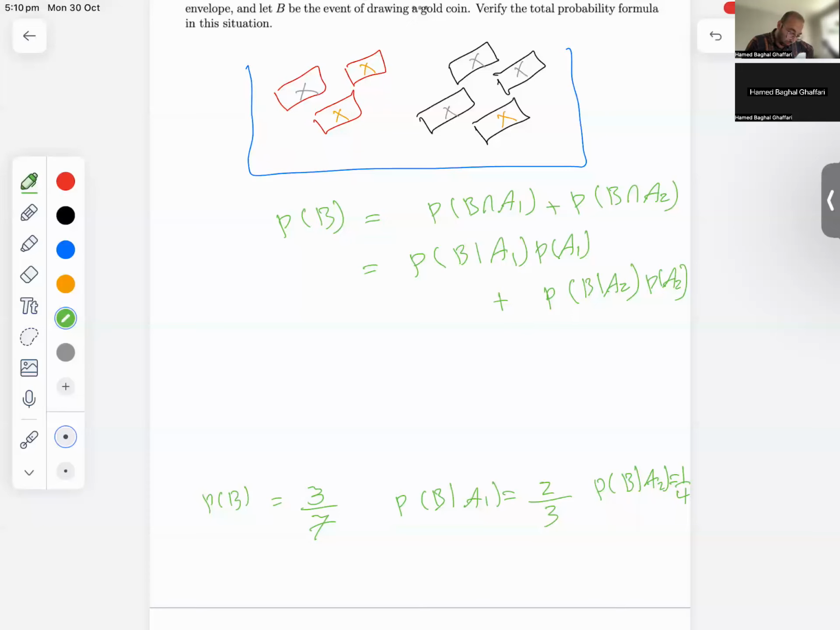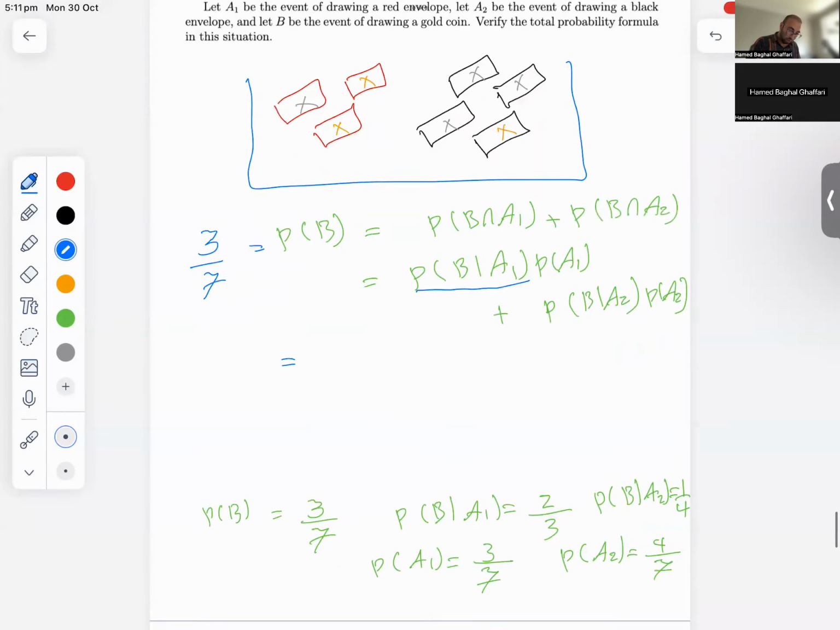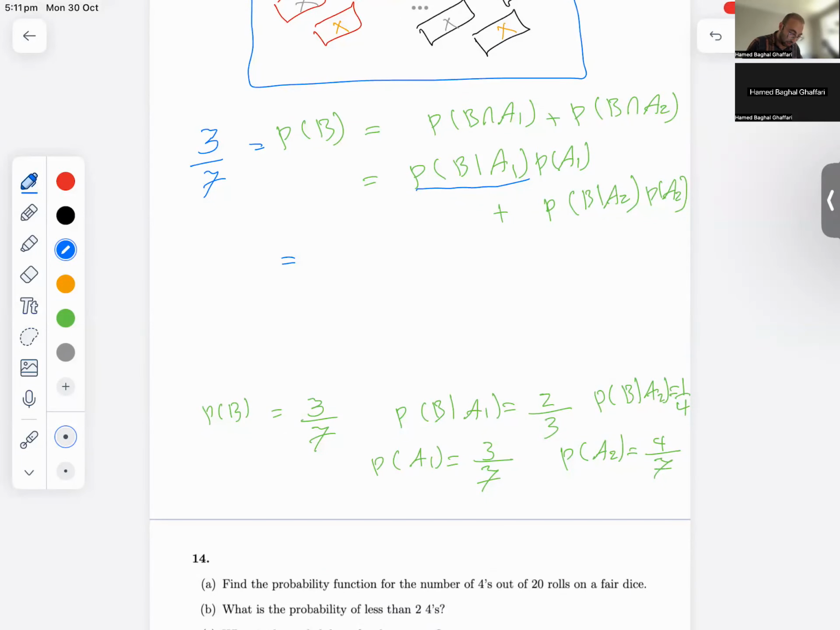All right. And also we need to have A1. Red ones are 3/7, and black envelopes are 4/7. So the probability of B is this one. Maybe better to change the color. 3/7, and the rest I will substitute with whatever I have obtained here.